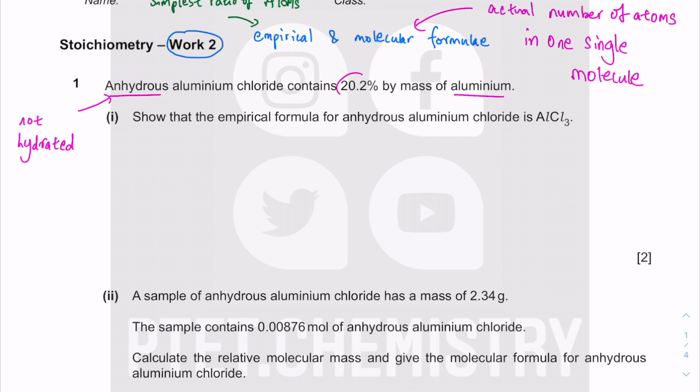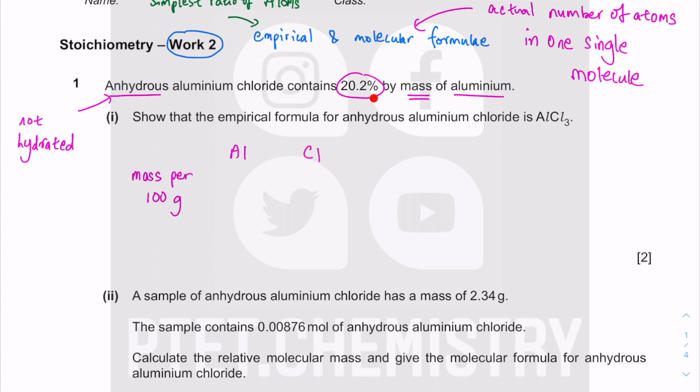This is 20.2% by mass. Alright, so that means out of 100%, 20.2% is aluminium. If you have 100 gram of AlCl3, 20.2 gram would be the mass of aluminium, because it's percentage by mass. So I could set up my imaginary table like this. I do not need to draw lines, but I need to keep my work neat and tidy as well as level. So I will start by mass per 100 gram.